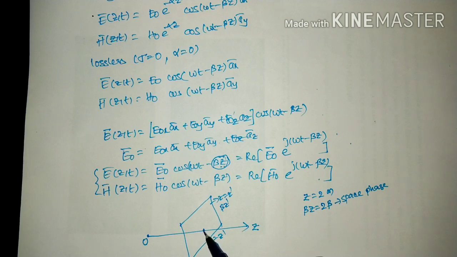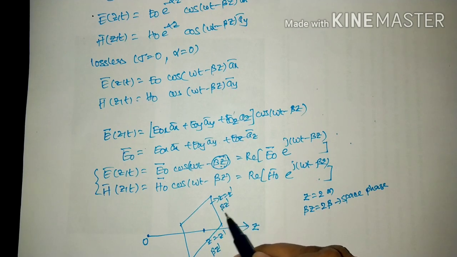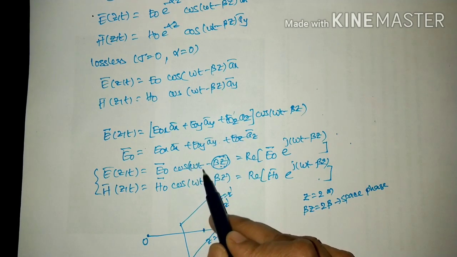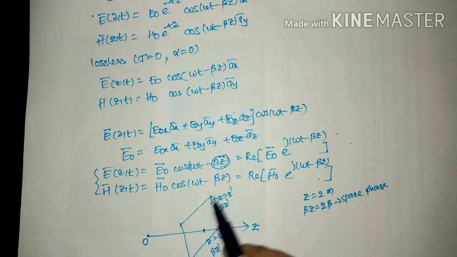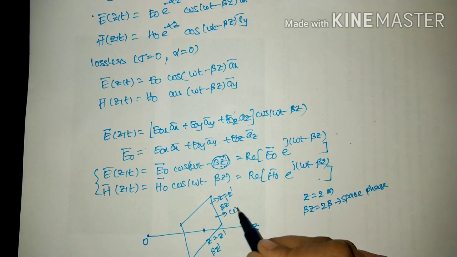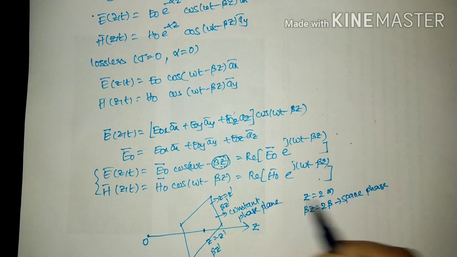Because the location is fixed, the distance is fixed from the origin, the phase at this location will remain beta into z dash at whatever time you observe the waveform. You observe at 1 second, 2 seconds or 10 seconds, but after travelling a distance of z equal to z dash, the electromagnetic wave will have a phase equal to beta into z dash. So this plane which defines a constant phase, we call the constant phase plane.